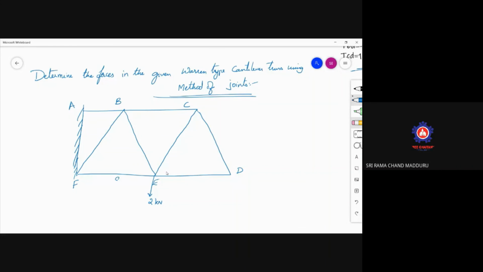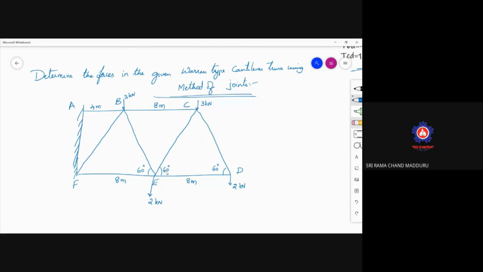Here 2 kilonewtons vertical load is acting. This is 8 meters. This is 8 meters. Distance is also 8 meters. The angle here it is 60. This is 60. These all are equilateral triangles. A point of 2 kilonewtons is acting here. 3 kilonewtons is acting here. And also 3 kilonewtons load is acting here. This distance is 4 meters.